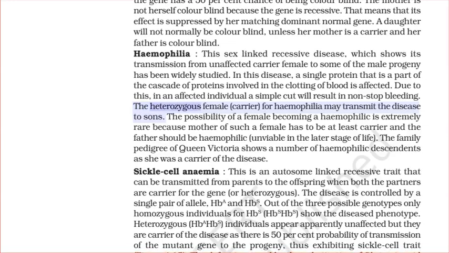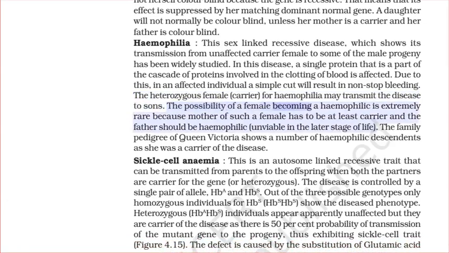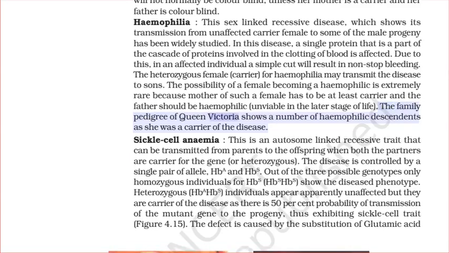The heterozygous female carrier for hemophilia may transmit the disease to sons. The possibility of a female becoming hemophilic is extremely rare because the mother of such a female has to be at least a carrier and the father should be hemophilic, who is unviable in the later stage of life. The family pedigree of Queen Victoria shows a number of hemophilic descendants as she was a carrier of the disease.